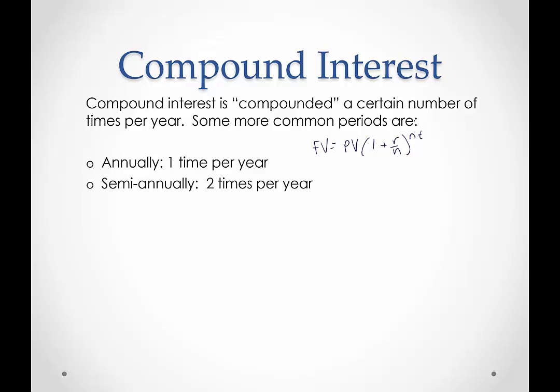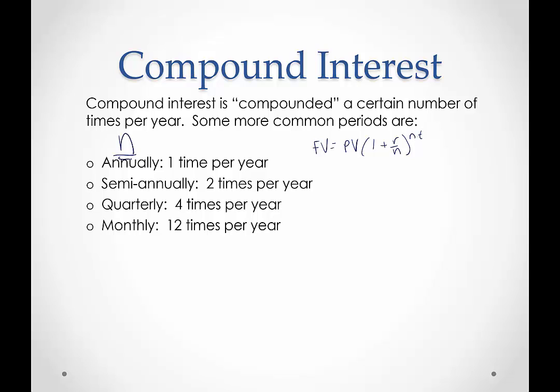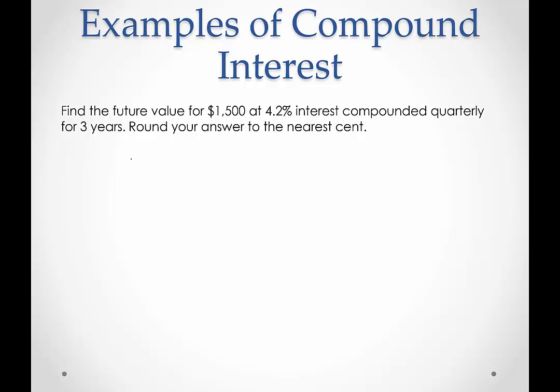If it's semi-annually, then n equals 2. If it says that it's compounded quarterly, n would be 4. Compounded monthly, n would be 12. Compounded weekly, n is 52. Compounded daily, n would be 365. Let's look at some examples.